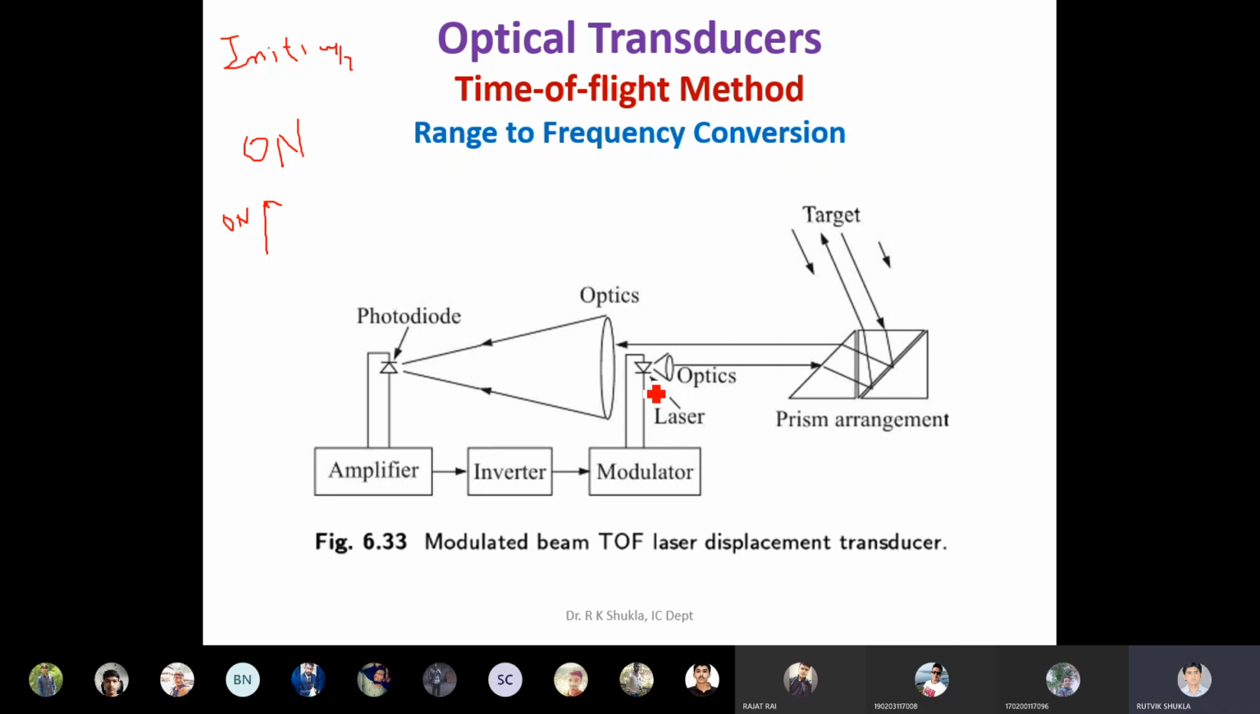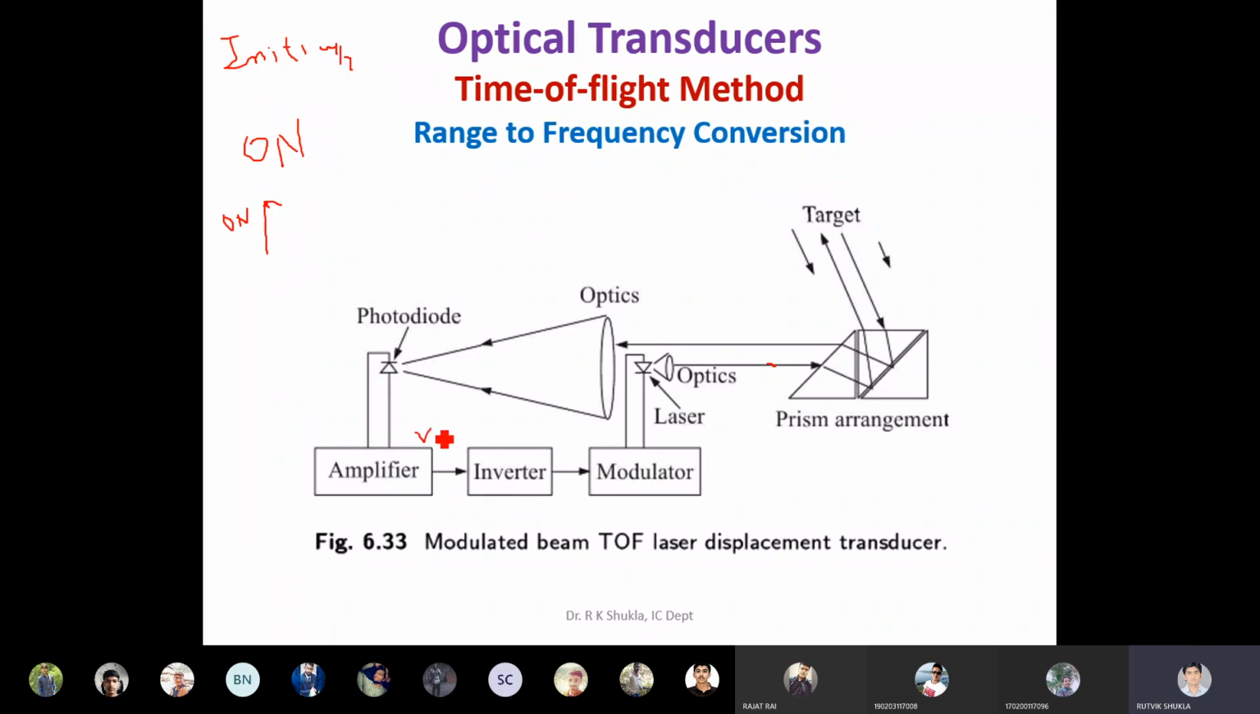Now what happens whenever it gets turned on? The light goes from here, strikes the prism, gets direction, strikes the target, gets reflected back, again strikes the prism, goes to the optics, and ultimately falls on the photodiode. From the photodiode, it goes to the amplifier, then the inverter, and then it comes to the modulator.